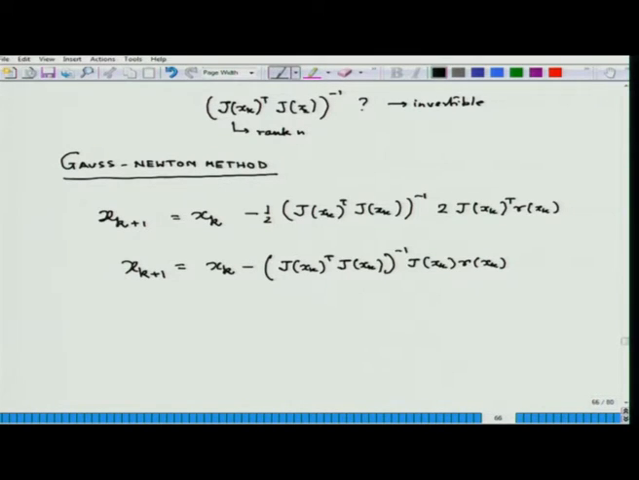Now, in general you might think, okay, what would happen if this is not invertible? What can I do?